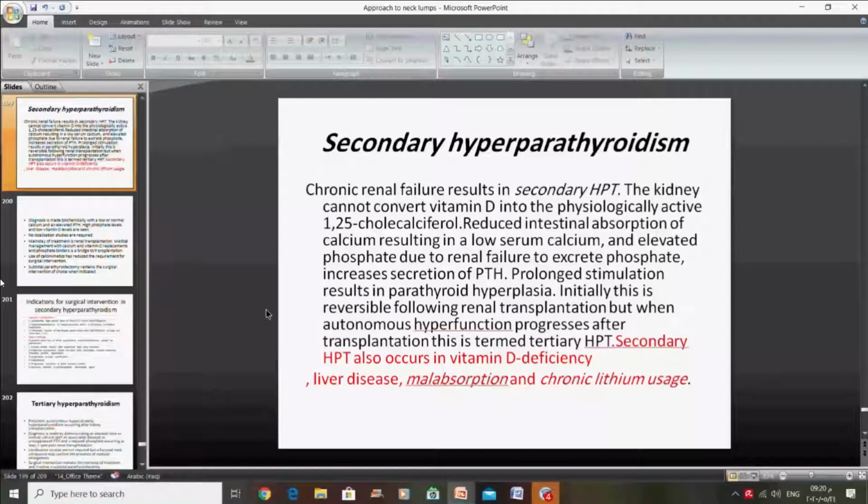Prolonged stimulation results in parathyroid hyperplasia. Initially this is reversible following renal transplantation, but when autonomous hyperfunction progresses after transplantation, this is termed tertiary hyperparathyroidism. That means in advanced cases, secondary turns into tertiary when the secretion of parathyroid hormone becomes autonomous.